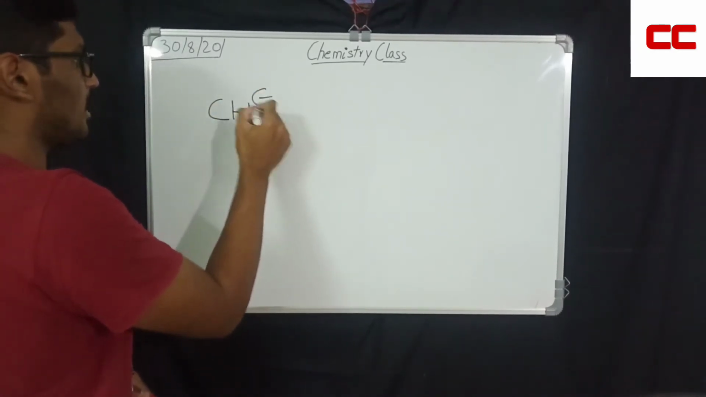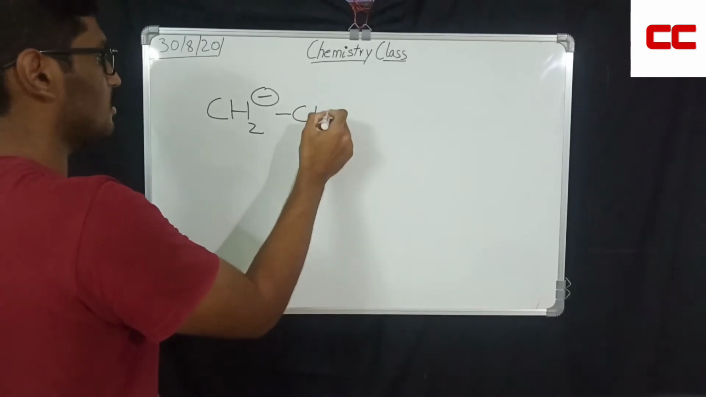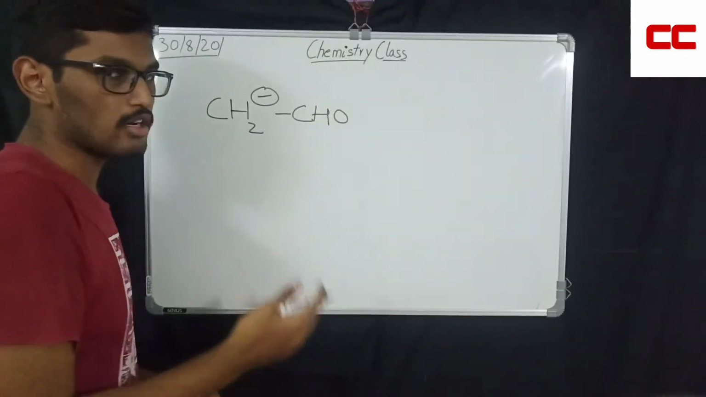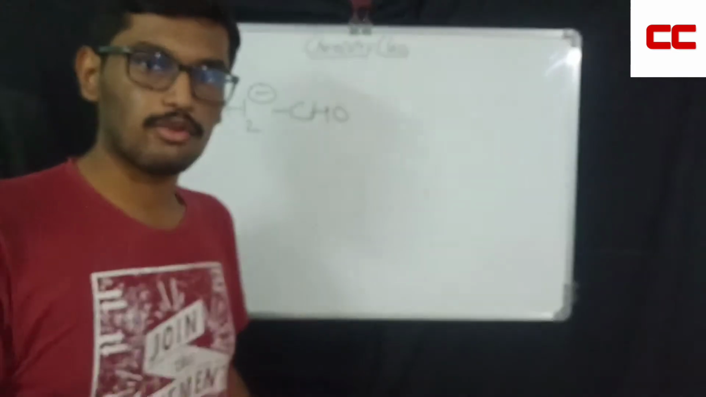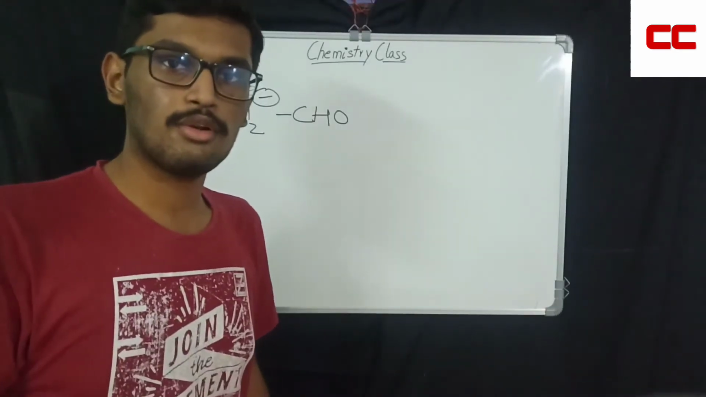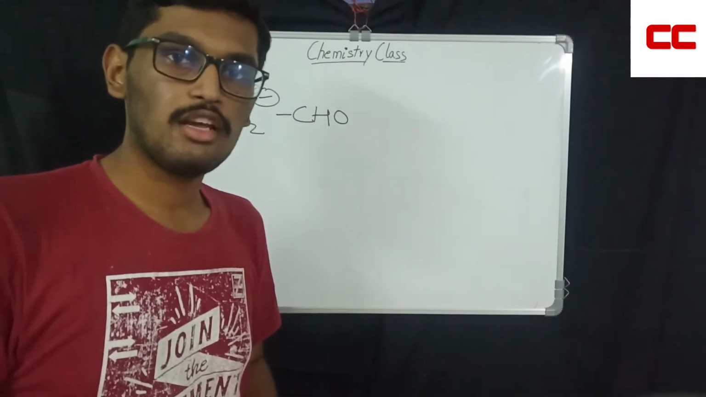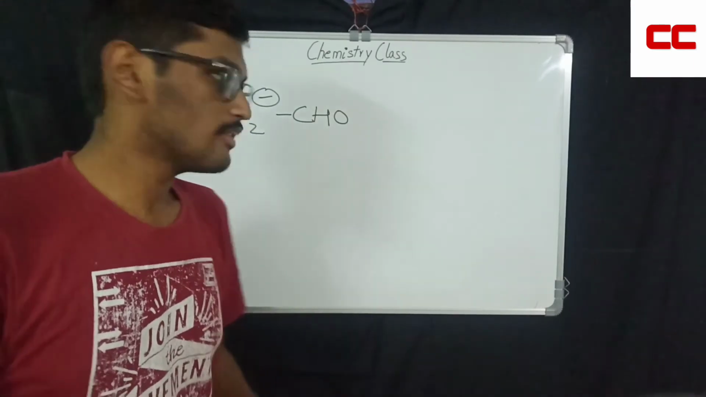CH2 minus CHO is the nucleophile that we got. This is the nucleophile or the carbanion that we got in the previous reaction. You must have noted down the things that I have written previously, but no problem. I leave the photocopies of what I am teaching in the description down below, so from there you can get a PDF file of my class.